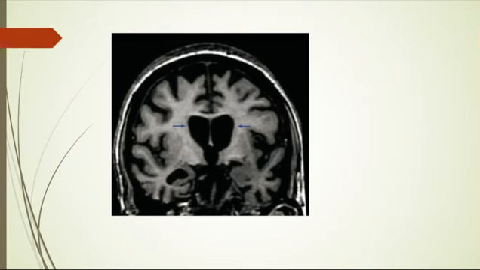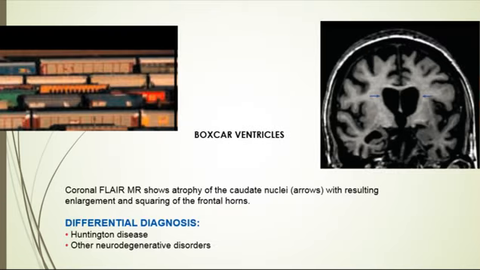Boxcar ventricle. A boxcar is the container that they load things in, the big cars, they put stuff in it and ship it to different parts of the country. Trailer. I have no idea what the relation is, but this is the name. It's a little bit boxy. There is atrophy of the caudate nucleus resulting in enlargement and squaring of the frontal horns. Mostly it is Huntington, but other neurodegenerative diseases are possible.